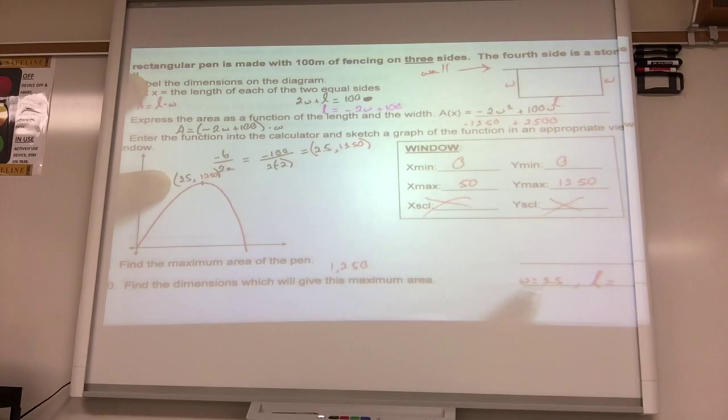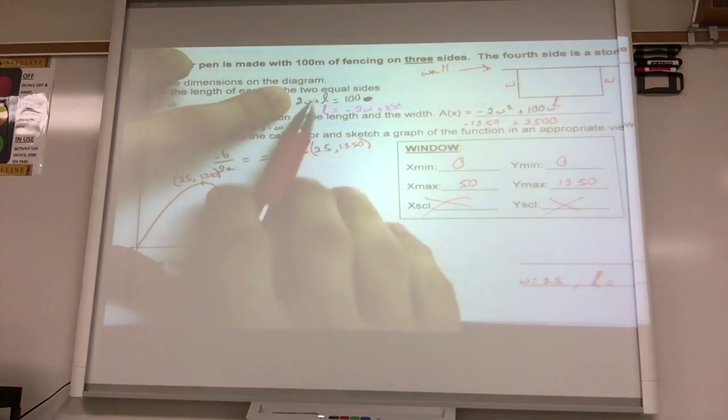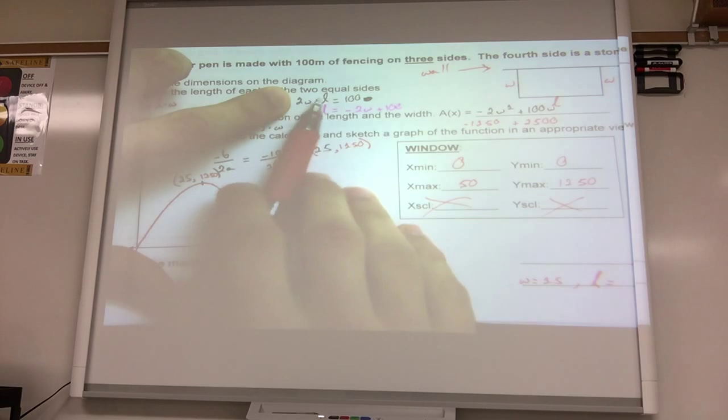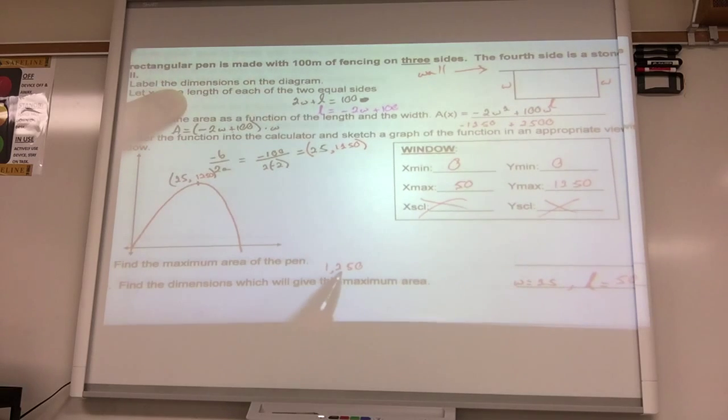We'll take the 25 and plug it in right here. So width is 25, so that's 2 times 25, which is 50. And I'm going to subtract 50 from each side, and I'm going to get length equals 50. So when the width is 25 and the length is 50, I get a maximum area of 1,250 square feet for that fence.